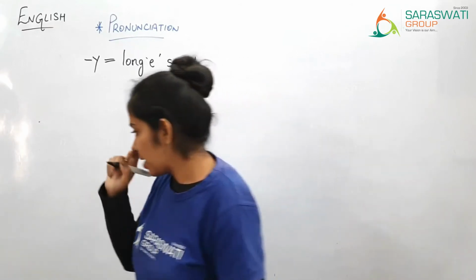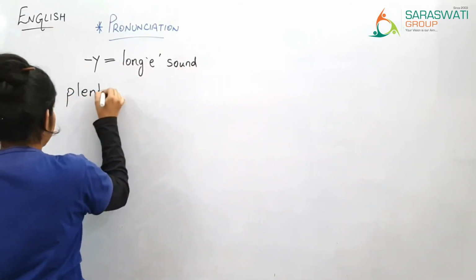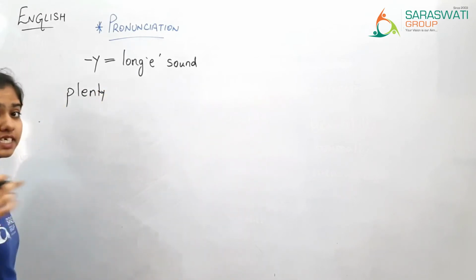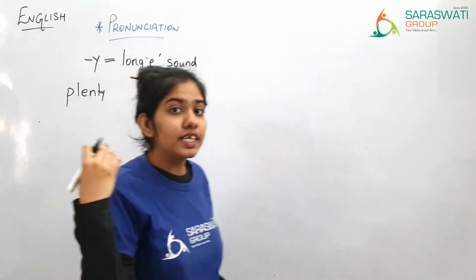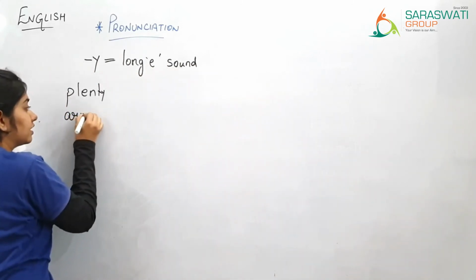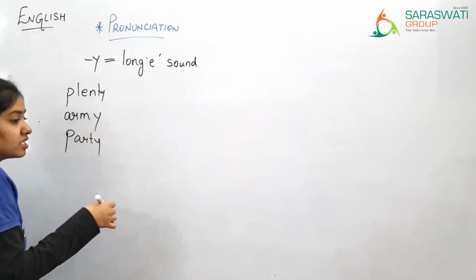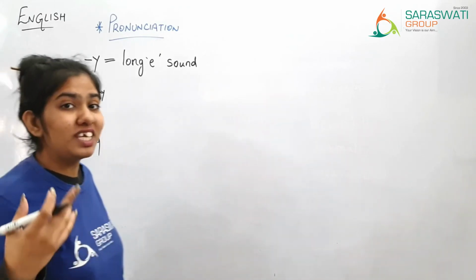Now, for example, plenty. T, E. We are producing the sound E, plenty. Army. Party. सारे words में यहाँ पे pronunciation जो है वो e का आता है, right?